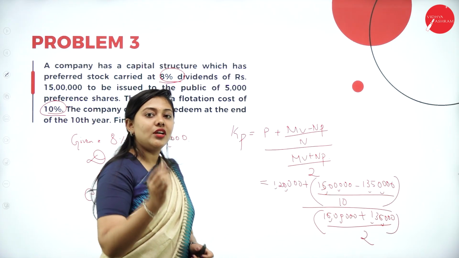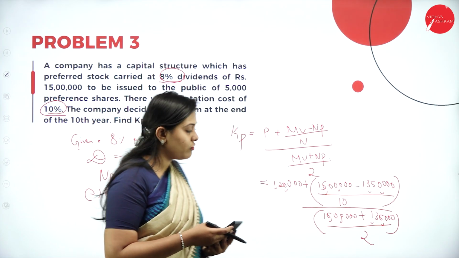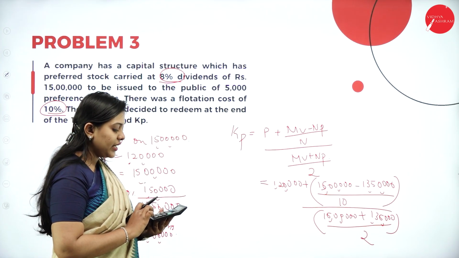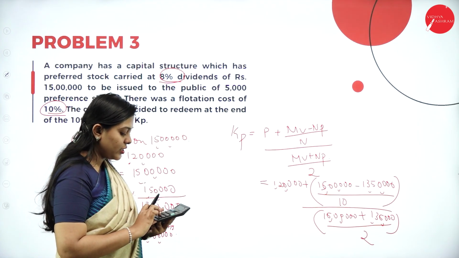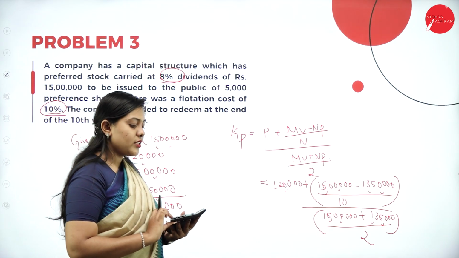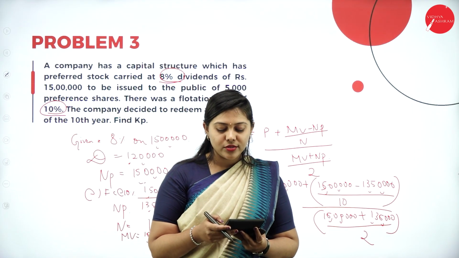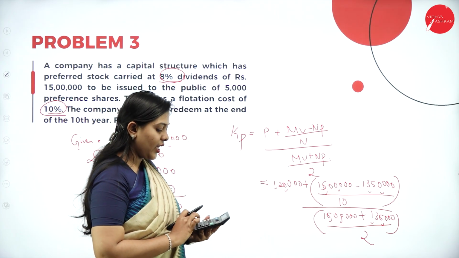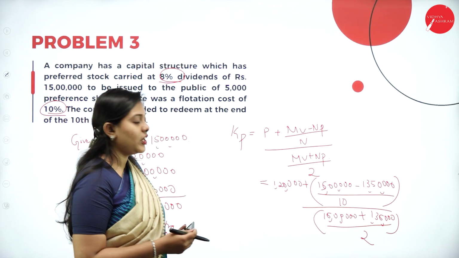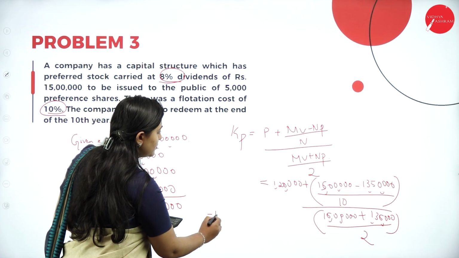Now let us solve the bracket part first. The first bracket is 15 lakh minus 13,50,000. It will be around 1,50,000 divided by 10. The value we get is 15,000.